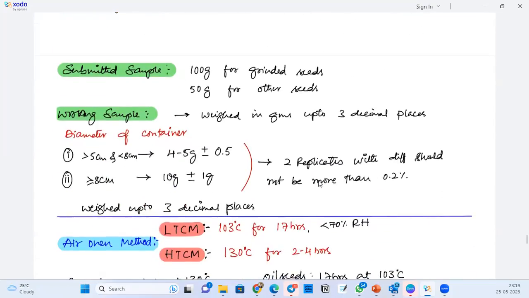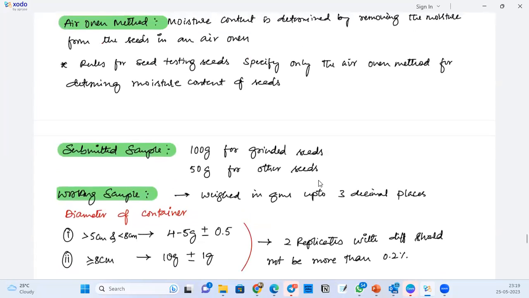Okay, so there is a part called grinding. Grinding is very much necessary if the size of the seeds is large. If the seeds are large, they should be ground well before the estimation of moisture content. For that reason the submitted sample differs here. For ground seeds, the submitted sample is 100 grams. For other seeds, it is 50 grams. So try to remember this.